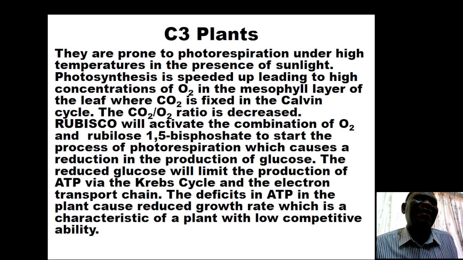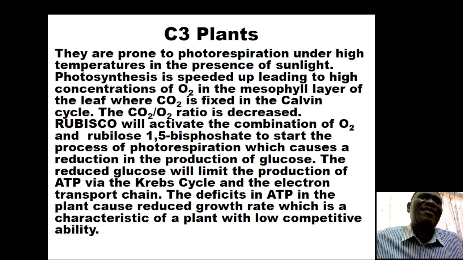Now, this is where carbon dioxide is also fixed by the Calvin cycle. So we are going to have more oxygen and less carbon dioxide. And what will happen is that instead of the plant utilizing carbon dioxide to process carbohydrates, it will use oxygen via the ribulose 1,5-bisphosphate, which normally fixes carbon dioxide.